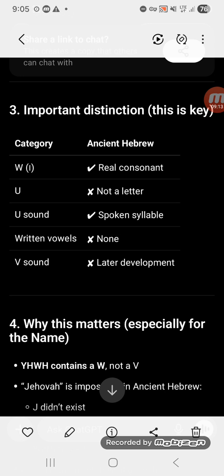The category of ancient Hebrew: W, real consonant. U, not a letter, a spoken syllable, written vowel, none. V, sound, later developed. So not only were the vowels later developed or added in, as shown, but also V.